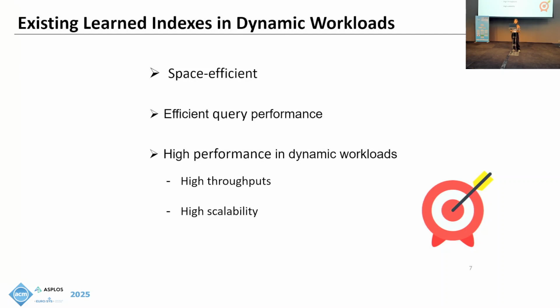For learning indexes, we want them to achieve the following goals in dynamic workloads. The first one is that we want them to be space efficient. Luckily, learning indexes can achieve that by only storing a small number of parameters. And we also want them to have efficient query performance. And luckily, learning indexes can achieve that by using model-based calculation. However, we found that existing learning indexes fail to achieve high performance in dynamic workloads because they cannot simultaneously achieve high throughput and high scalability.